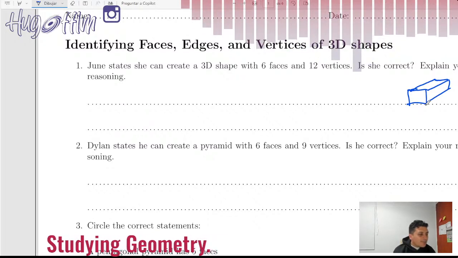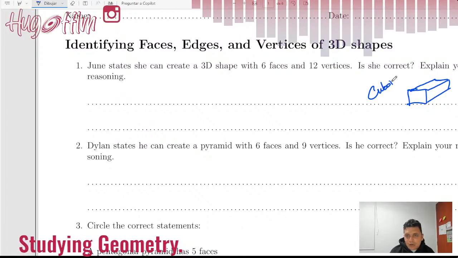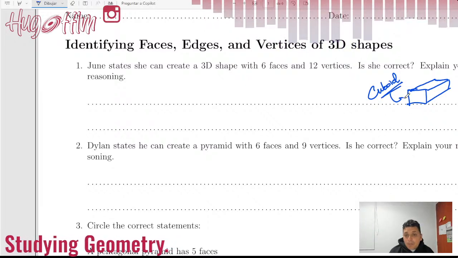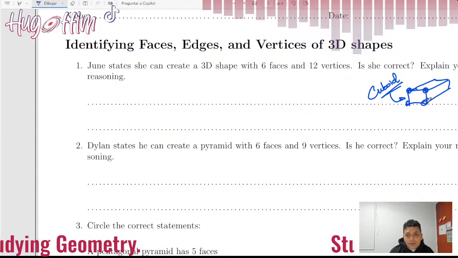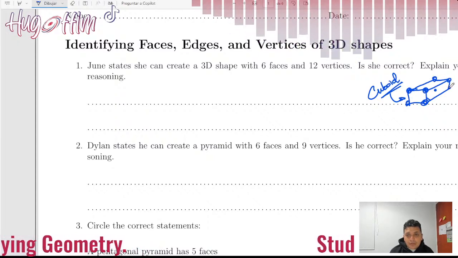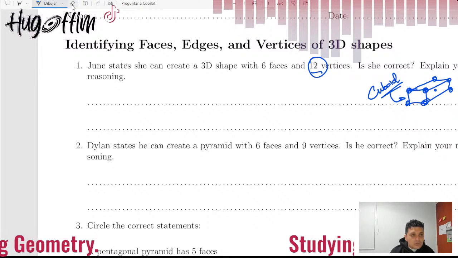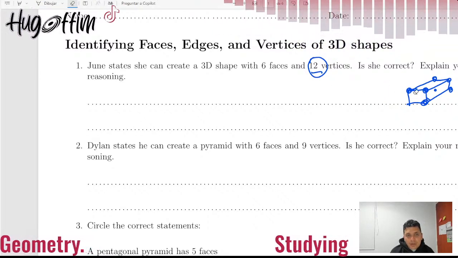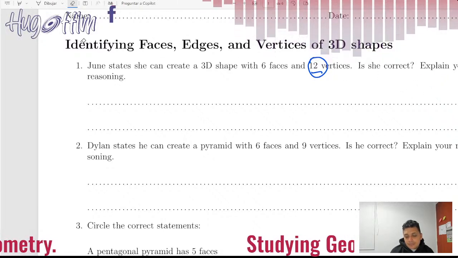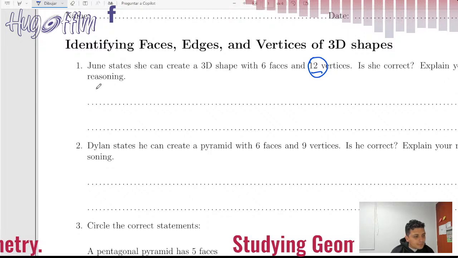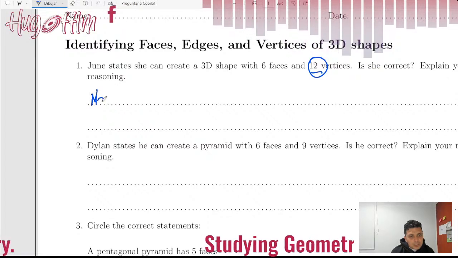Thank you. So if you have a rectangular prism, it's going to be a cuboid. The cuboid is a shape that is a rectangular prism. We have 6 faces, but in this case we have 1, 2, 3, 4 vertices here, and 1, 2, 3, 4 vertices here. It's going to have 8 vertices, so it's not going to have 12. So, unfortunately, June is wrong. She's not correct.